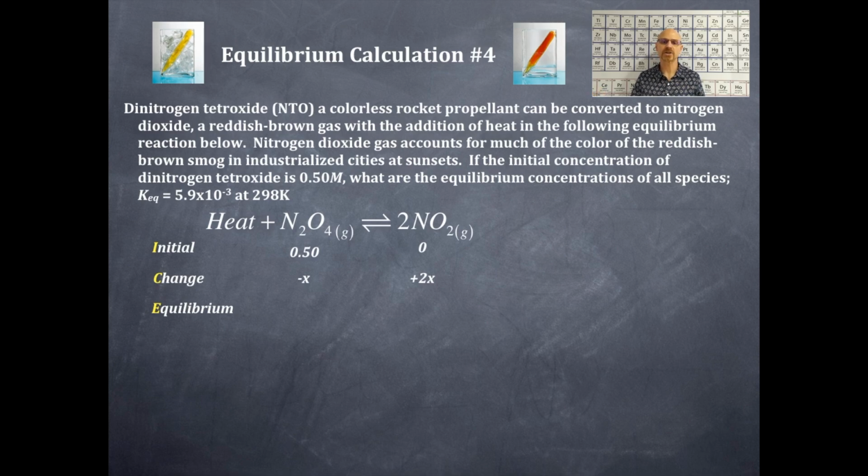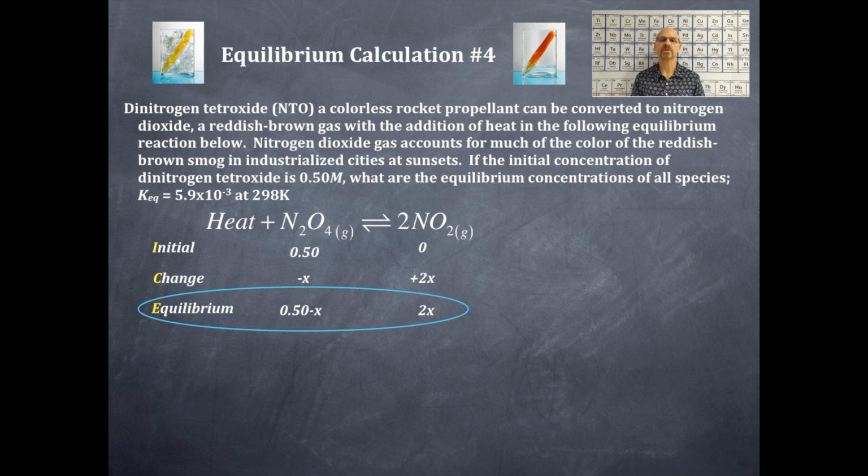Now I have my initial and my change. I'm going to add up the two columns. I add 0.50 minus x, and I get 0.50 minus x. And I add the 0 plus the 2x, and I get 2x. What I'm interested in is truly what's here at the equilibrium state.